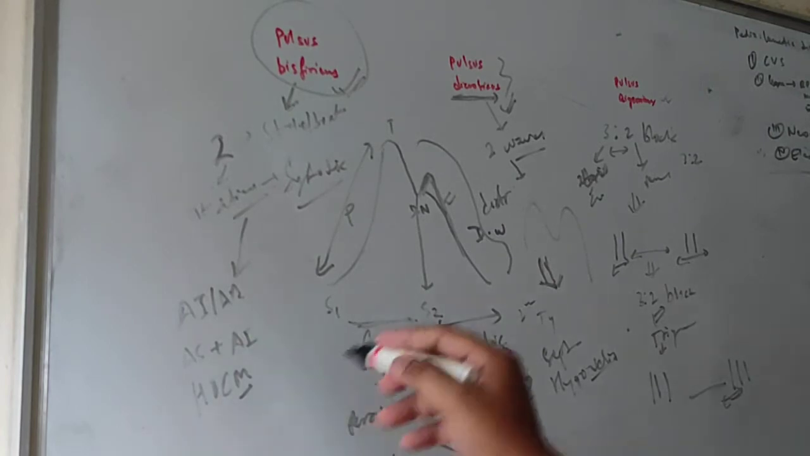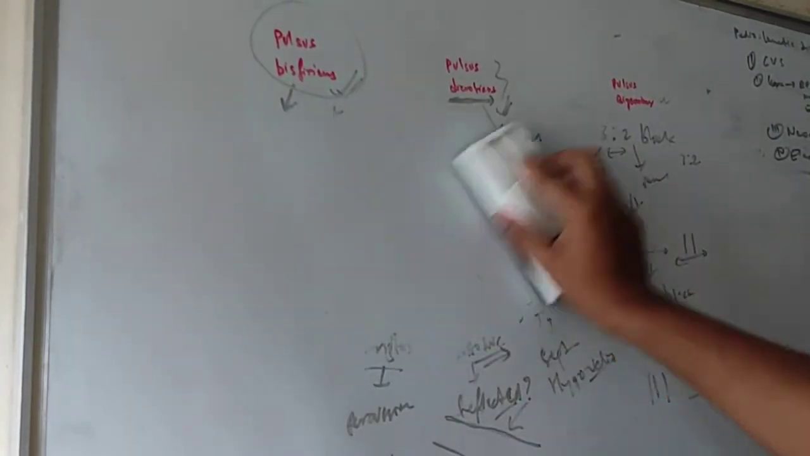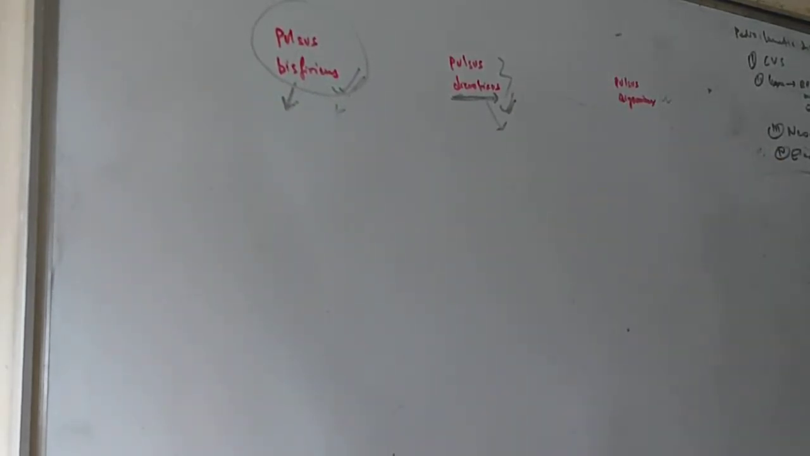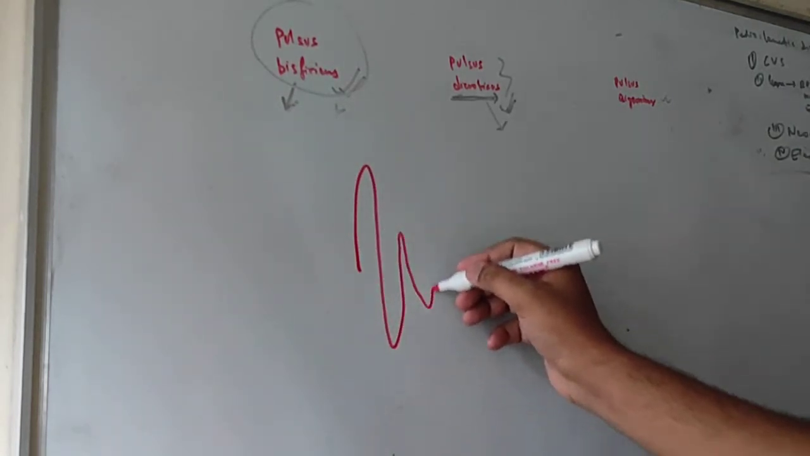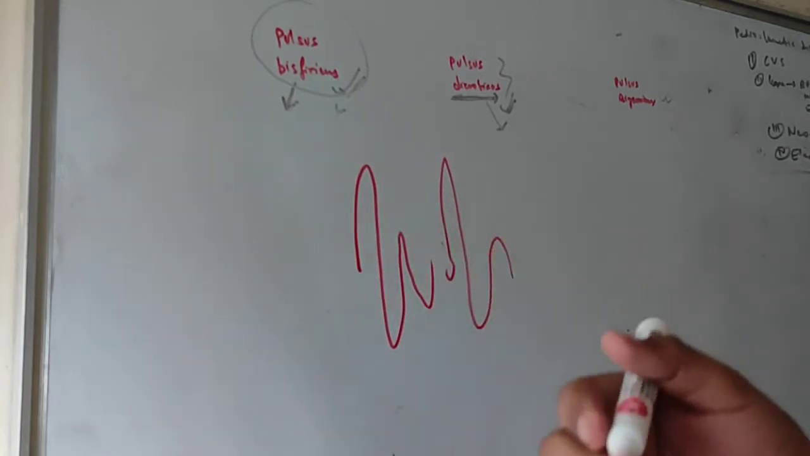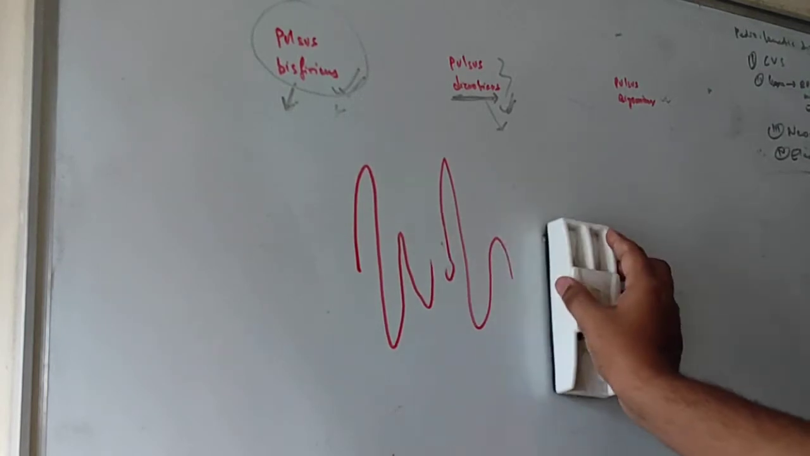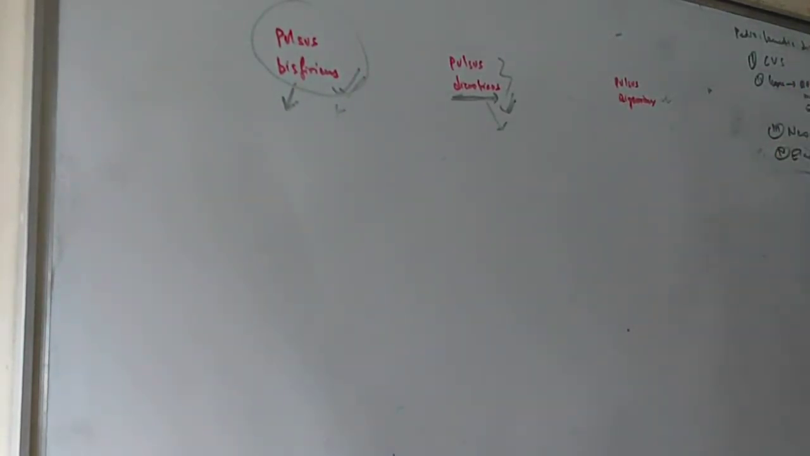Other kinds of pulses are pulsus alternans, which means alteration of the amplitude of the waves, like we can find in heart failure. Like in heart failure, the amplitude decreases. Every alternating wave has decreased amplitude, because in different conditions, like in heart failure, we can find that kind of pulse.